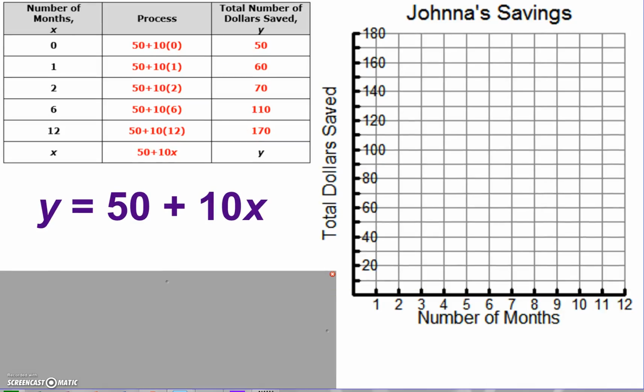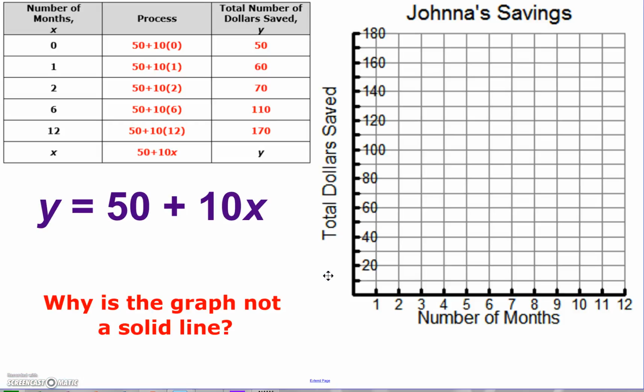Okay, so let's talk about this one. Okay, we need to graph it. So 0, 50, 1, 60, 2, 70, 6, 110, 12, 170. Now, we are not going to connect these points, and it says why is the graph not a solid line? It's because we're talking about money. Money cannot be broken down into little pieces.